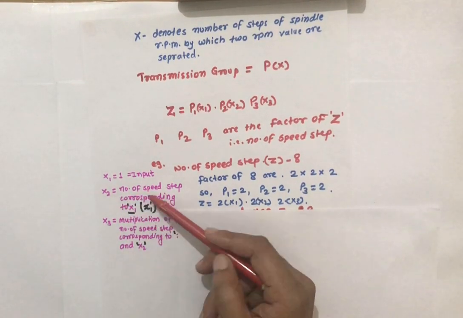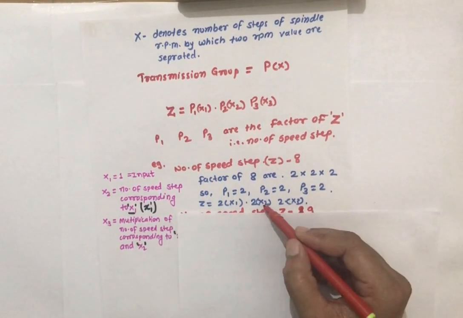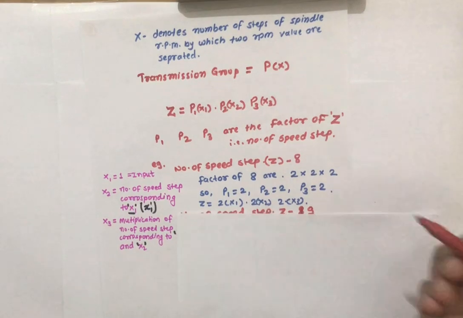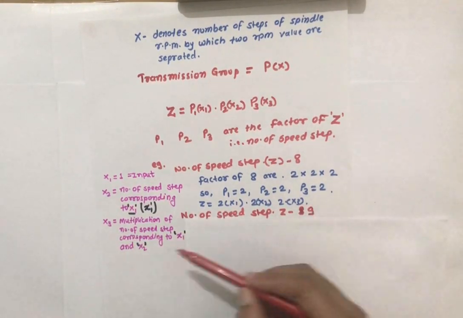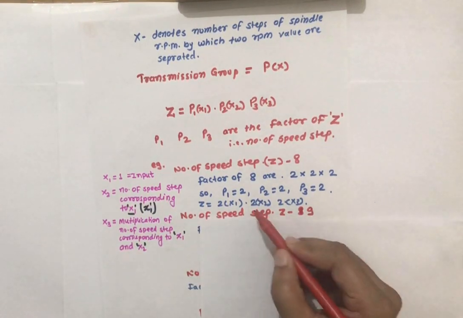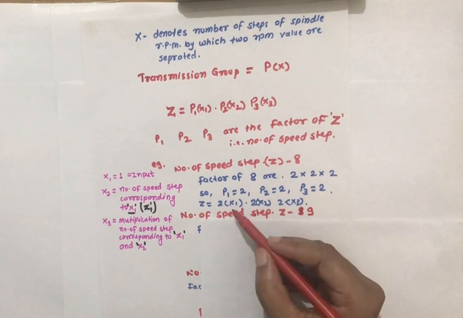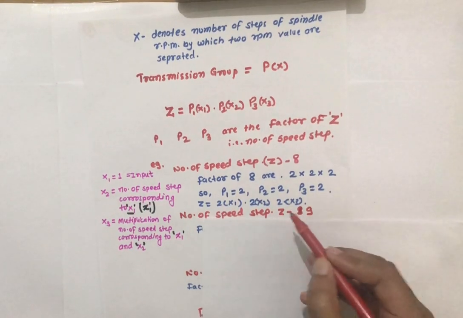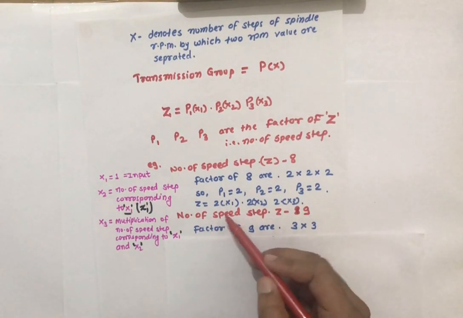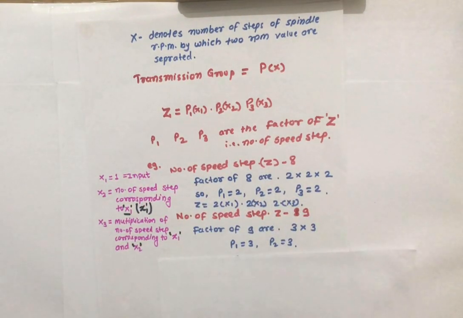x2 is the number of speed steps corresponding to x1. See, x1 is 1. Now x2 will be the number of speed steps corresponding to x1, that is 2, so x2 becomes 2 in this case. And x3 is a multiplication of the number of speed steps corresponding to x1 and x2. So x3 will be the multiplication of 2 and 2, that is 4. We'll see how the structural formula is actually written while solving the problem.